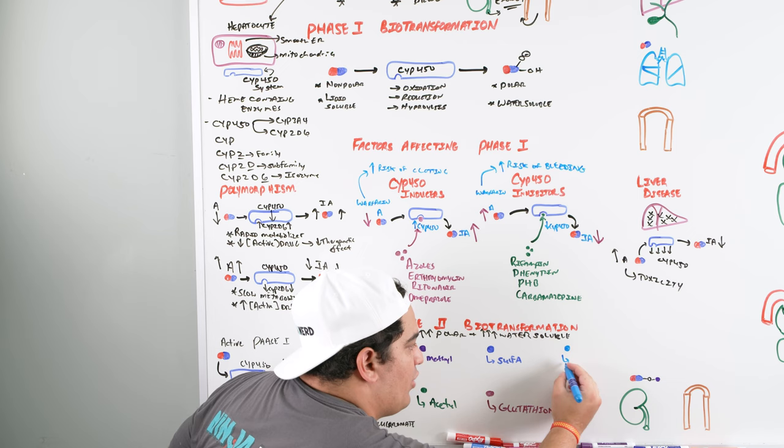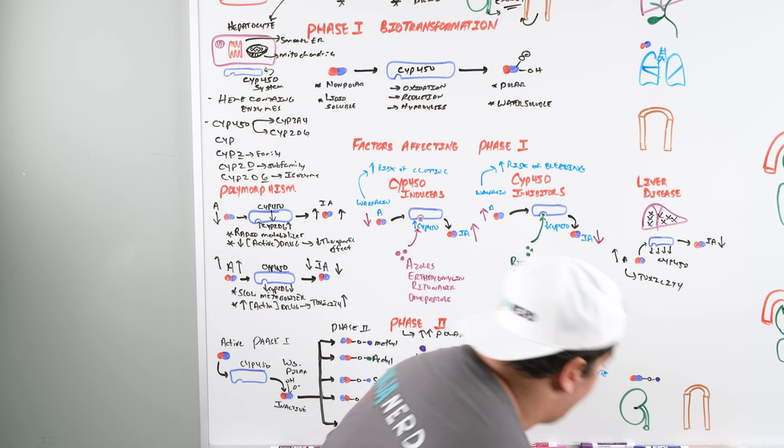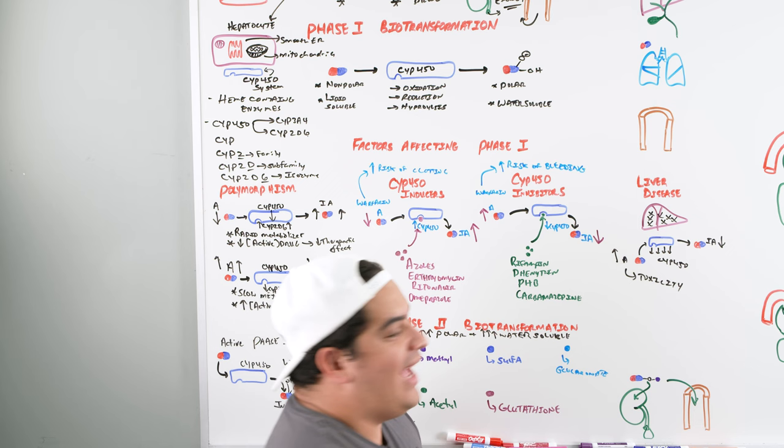And again, this is just going to add to the polarity of the drug. So I think that's extremely important to remember, because now that I've made this drug a little bit more polar, think about how easy it's going to be to excrete it into the biliary system and then into the feces or into the urine. That's the whole process of phase two biotransformation.